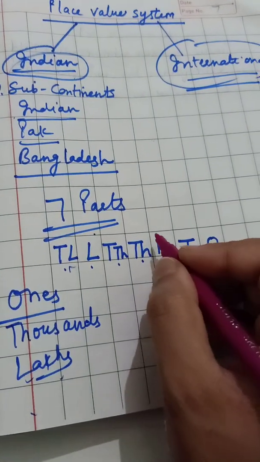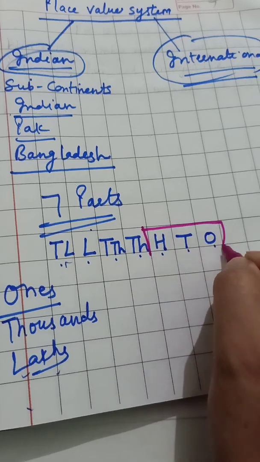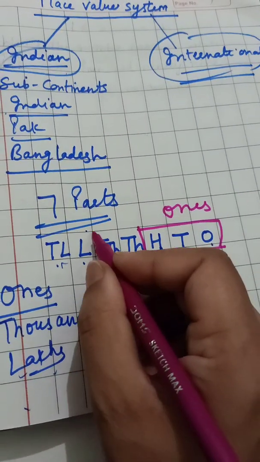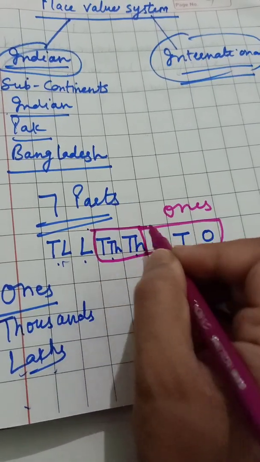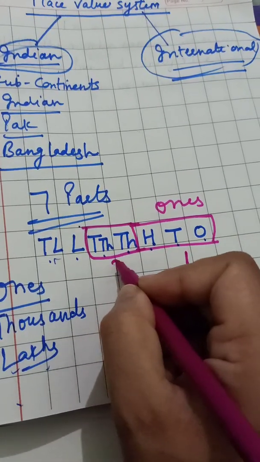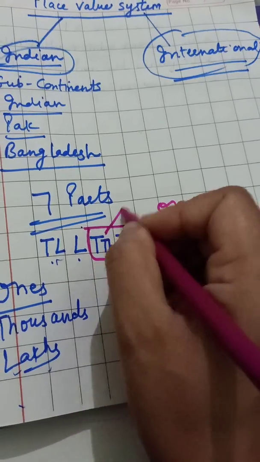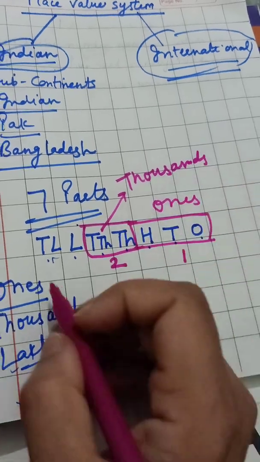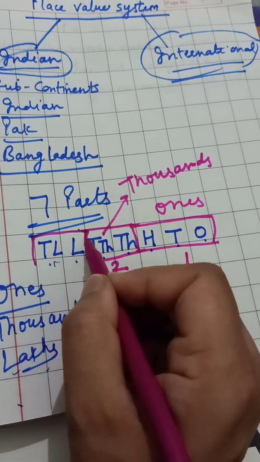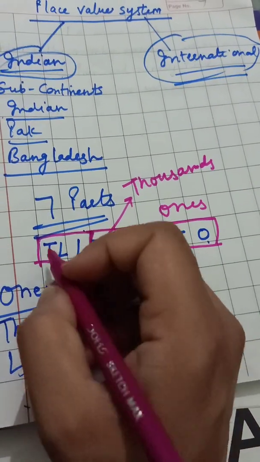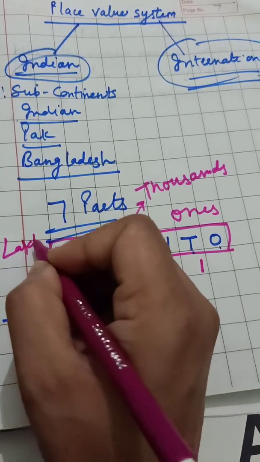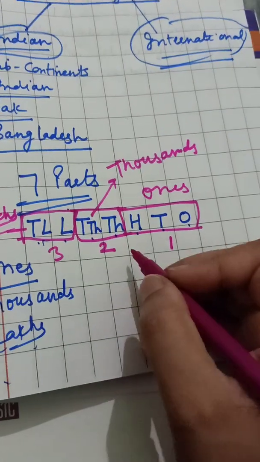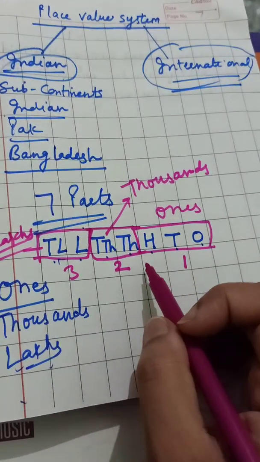Because ones, tens and hundreds form one part. They fall under the category of ones. 1000 and 10,000 form the second part, thousands. And lakhs and 10 lakhs form the third part, lakhs. Is it clear?